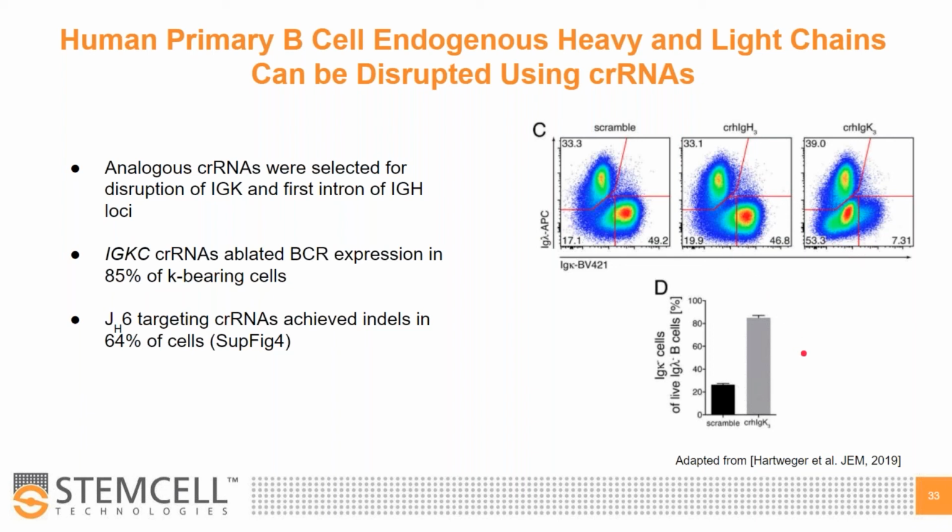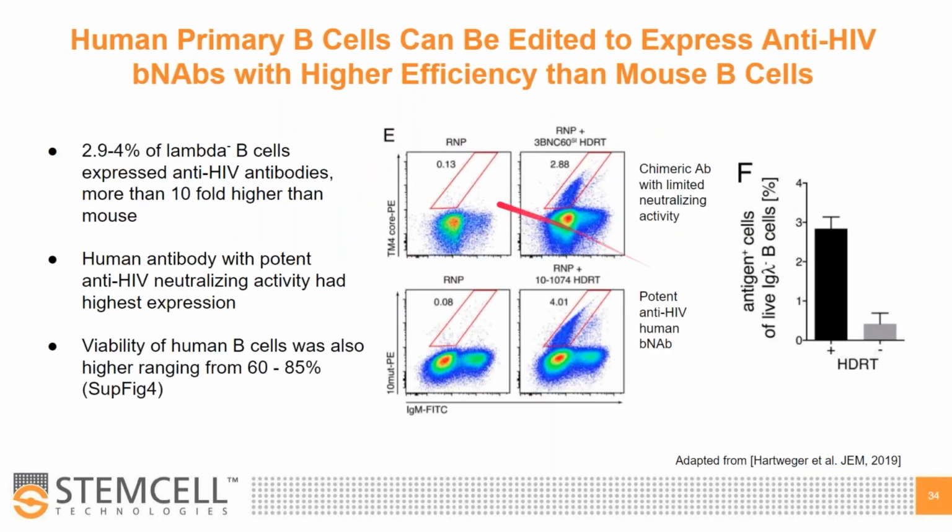They were able to show that using their CRISPR RNA targeting the light chain, they were able to ablate B cell receptor expression in 85% of kappa-bearing cells, and also not shown here, they were able to achieve 64% of cells with reduced heavy chain expression. Further, they were able to show that 3 to 4% of B cells in human were able to express anti-HIV antibodies and bind to their antigen, which is much higher than in the mouse.